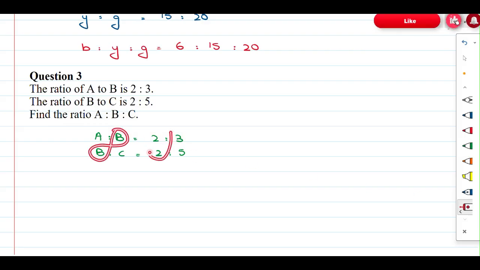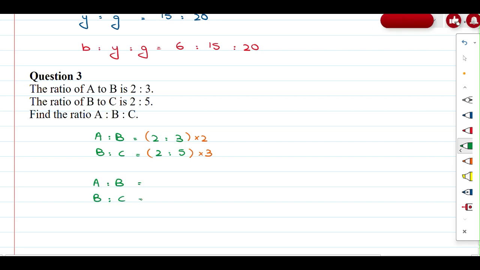Then it means these two numbers must be the same, 3 and 2. We need to figure out the common multiple of 3 and 2. So this is multiplied by 2, the opposite one, and this is multiplied by 3, the opposite one. Now we have A to B and B to C. This becomes 2 times 2 is 4, 3 times 2 is 6, 2 times 3 is 6, and 5 times 3 is 15.